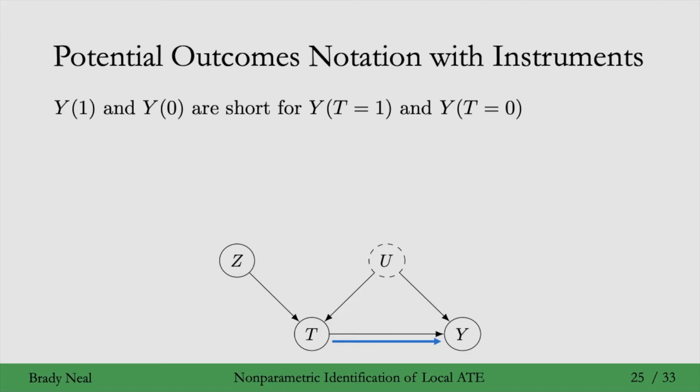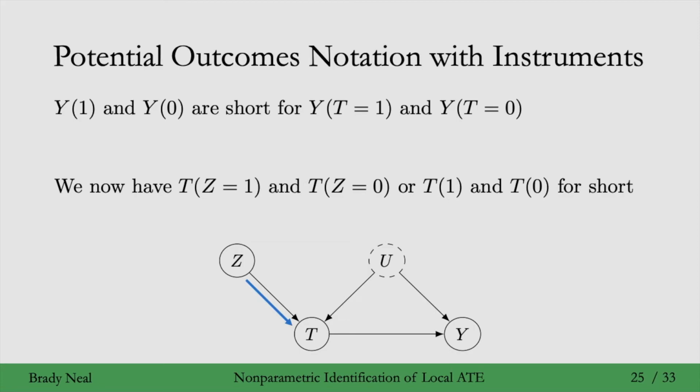Now that we have an instrument z, we can talk about those for the treatment as well. So we'll have t(z=1) when you intervene on z to set it equal to 1, and t(z=0) when you intervene on z to set it equal to 0. And similarly, we'll use t1 and t0 as shorthand for that. So rather than potential outcomes, you could think of these as potential treatments. Potential treatment under instrument equals 1 and potential treatment under instrument equals 0. Just as we have the fundamental problem of causal inference for potential outcomes, we would have the fundamental problem of causal inference for potential treatments.